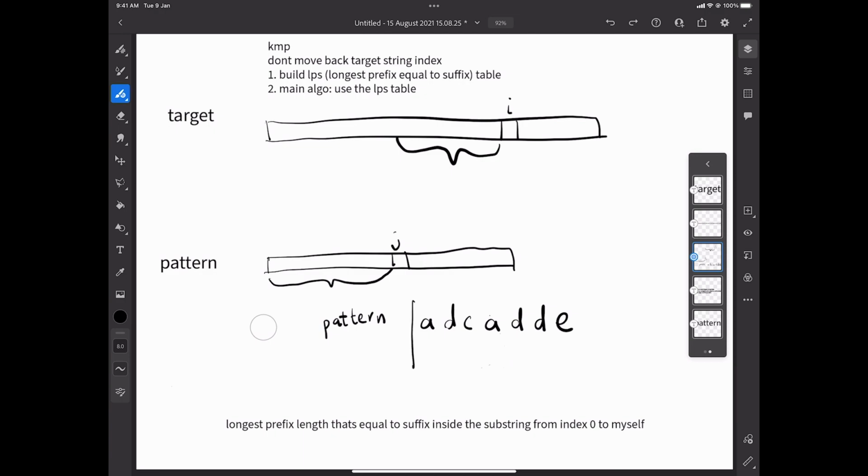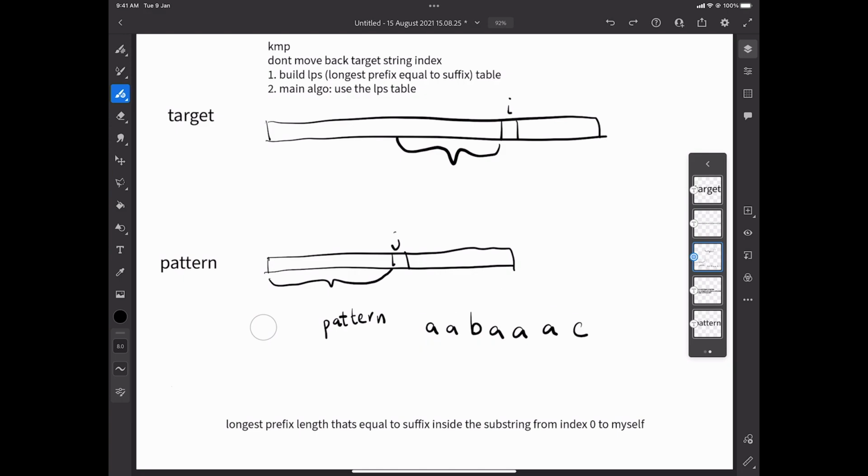Now let's look at a different index. Let's say we are at this index, D. What is the substring? The substring is ADCAD, right? What is the longest prefix length that's equal to suffix? AD equals AD. Okay, so we have 2. What about ADC? Well, it's not CAD, so it's not 3. So in this case, it is 2. By similar logic, we can fill up the entire table: 0, 0, 0, 1, 2, 0, 0.